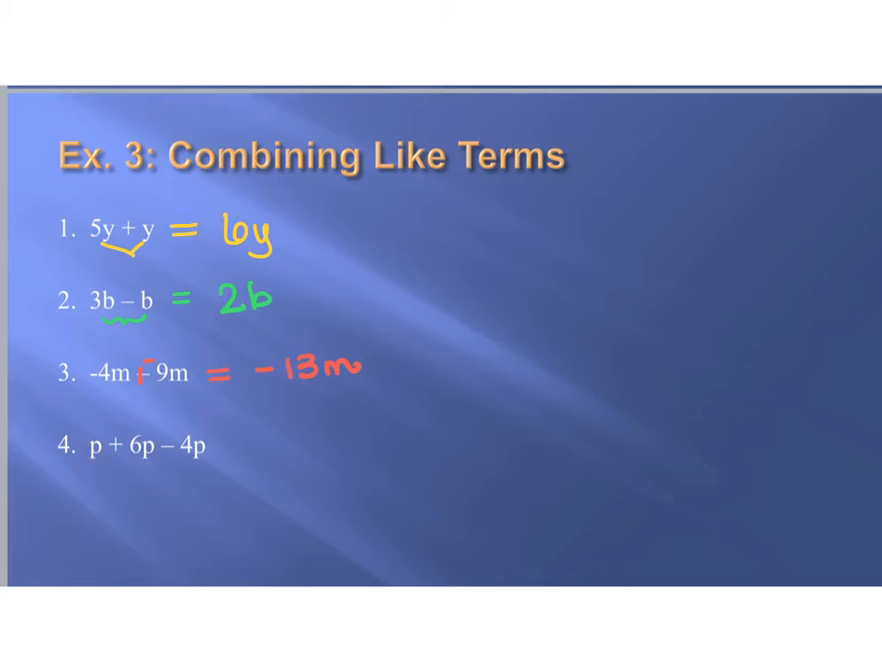And then for my last one, we have p plus 6p minus 4p. Again, all of these have a p, so I can combine them. So 1p plus 6p is 7p, minus 4p gives me 3p.